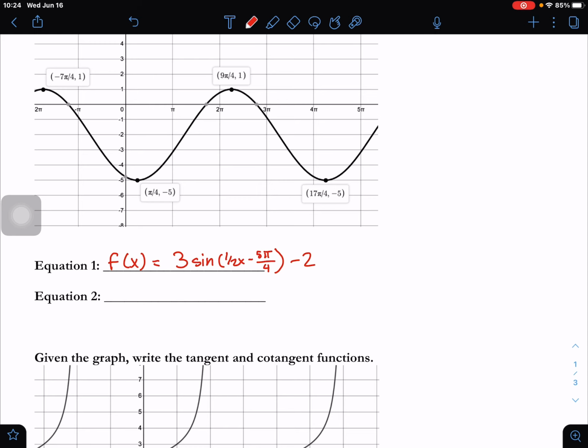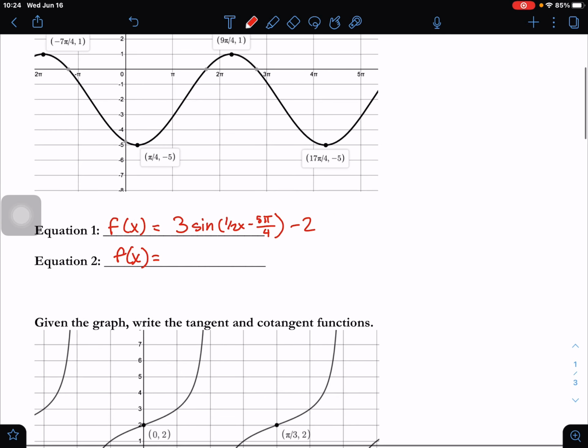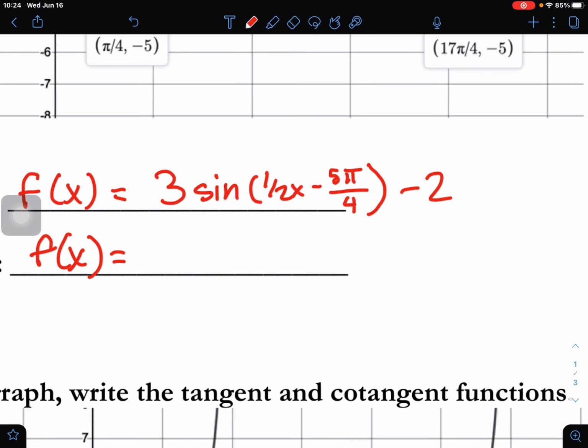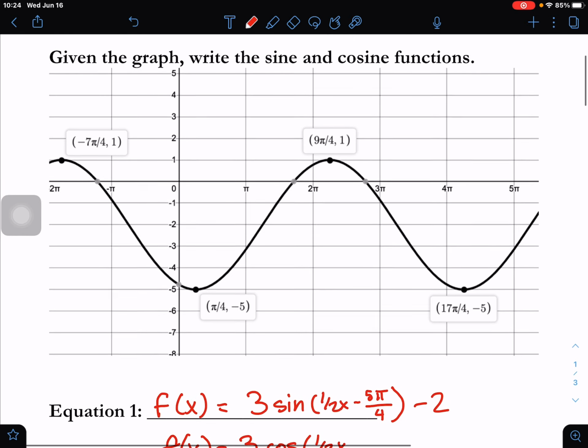Alright, for our cosine function. So for our cosine function, a lot of it's going to stay largely the same, because the period and the amplitude on the parent sine function versus the parent cosine function is going to be the same. So we know that this still has to be 3 cosine, and then this is still going to be 1/2 x. But our differences come in the h and the k.